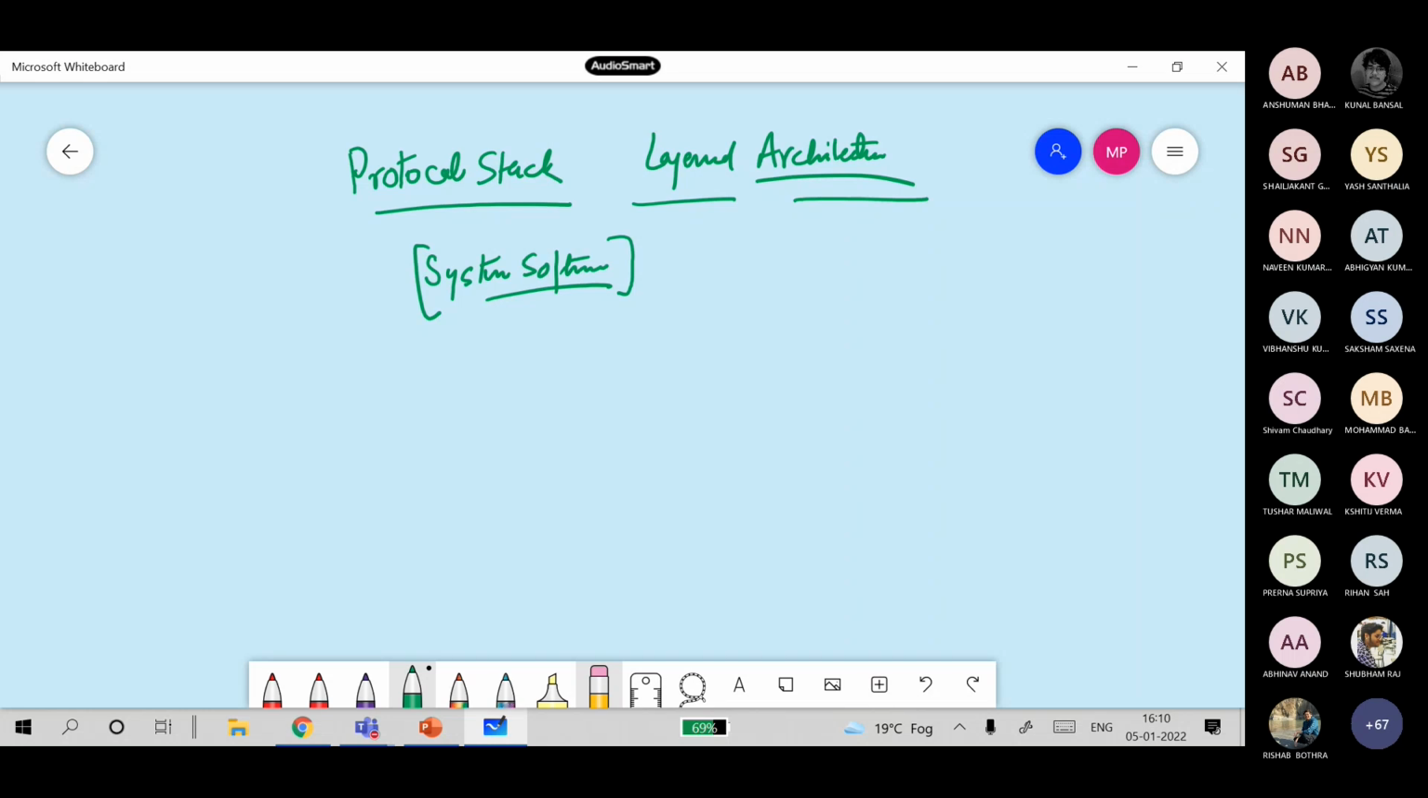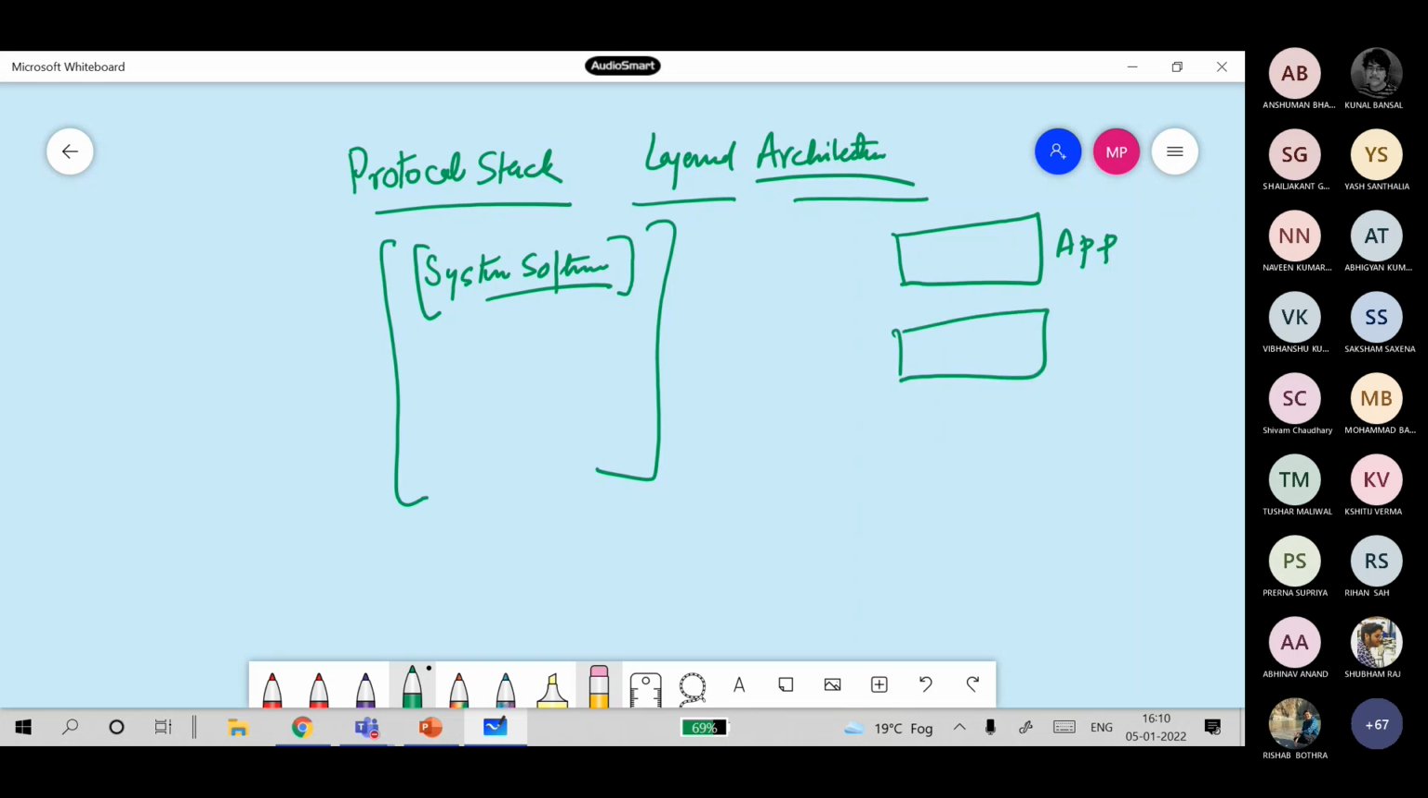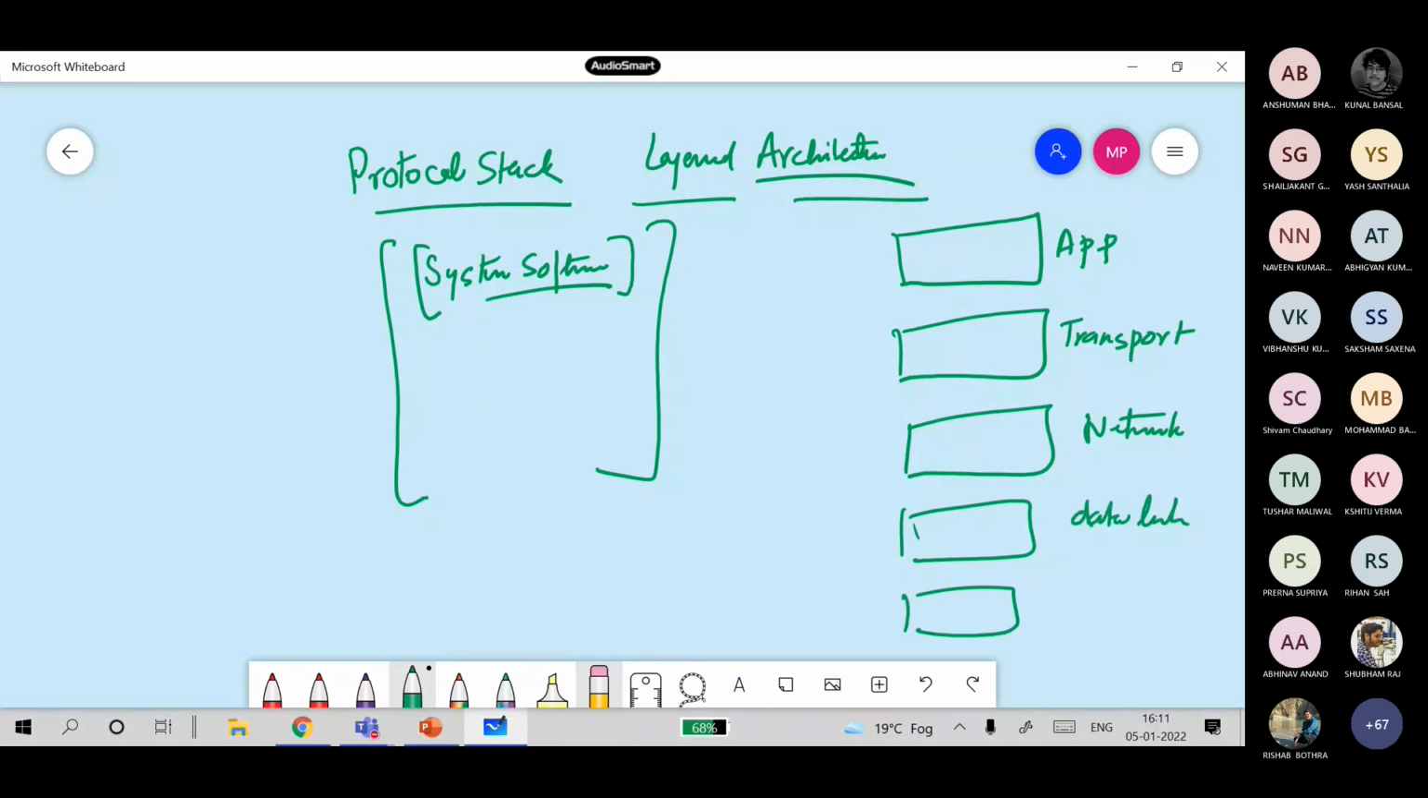So what they thought was, let's divide this whole task into different independent subtasks. They said there is an application layer, then a transport layer, then a network layer, then a data link layer, and then a physical layer. So they decided that these are the independent modules which we need to think of. Now, please be with me.